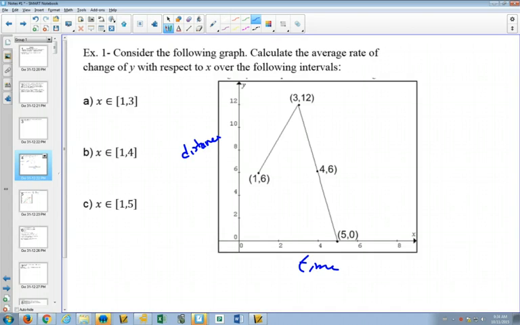From 1 to 3, can you see that you've gone up 6? Over a time period, if we're thinking of this as kilometers, you've gone 6 kilometers in a time period of 2. So what is our average rate of change, or our slope? It would be 6 over 2, which is 3. If our distance was kilometers and our time was hours, we would be traveling at 3 kilometers per hour, lightning speed.